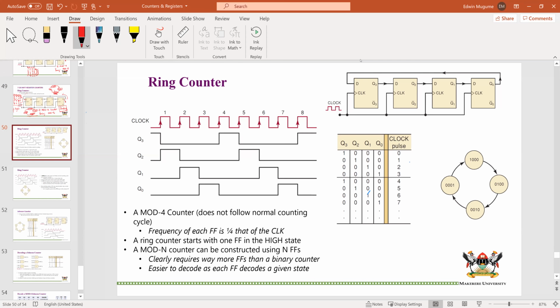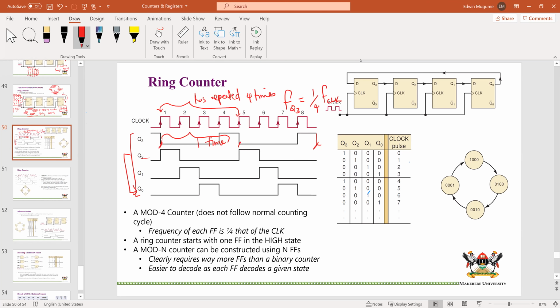The other thing here is that you can see these are going to repeat. If you look at, for example, Q3, from that point to that point, it will repeat again after that point. So for the frequency, if we take these 4 clock transitions, the clock has repeated 4 times, and Q3 in the same period has repeated 1 time. So it's safe to say that the frequency of Q3 is a quarter the frequency of the clock. All of these have the same frequency, a quarter of the frequency of the clock.